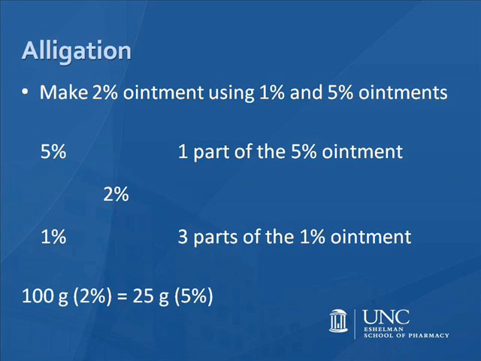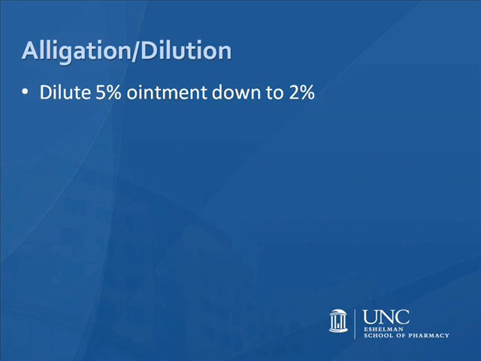We'll take 1 part, or 25 grams of the 5% ointment. Then you take 3 parts of the 1% ointment, which comes out to be 75 grams, and you mix the two together. You can also use the alligation method to solve dilution questions as well.